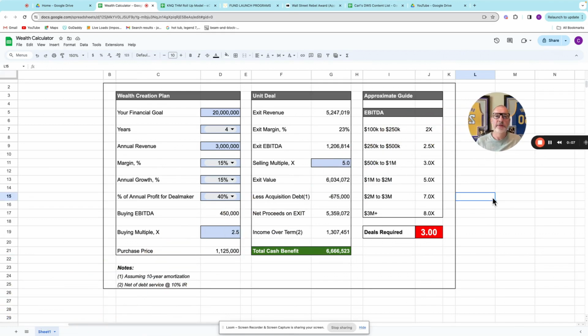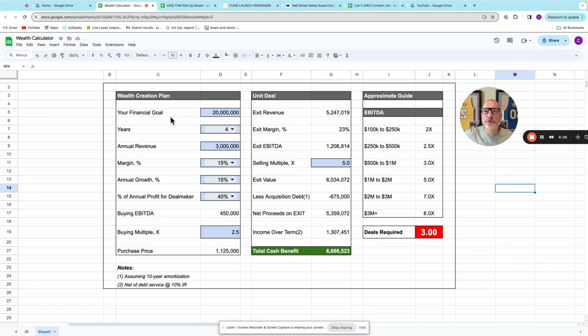Wanted to do this quick video for you to show you how this wealth creation model actually works. This is a really cool template to use when you're looking at how many deals you need to do over a period of time to hit your wealth creation goal. Let's assume your wealth creation goal is pretty lofty, $20 million, and you want to hit that within 4 years. That's quite an aggressive goal. A lot of deal makers have that.